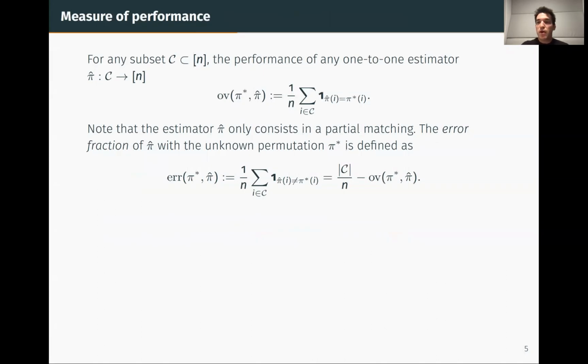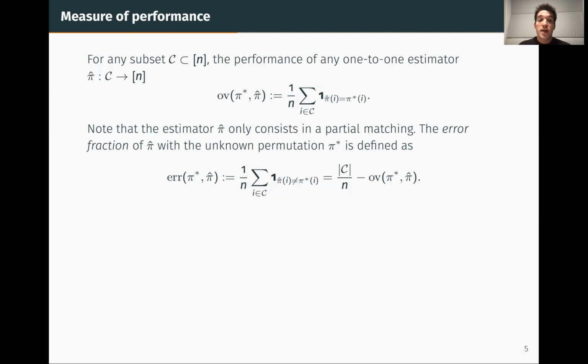So we need to define a measure of performance for our algorithm. And as I said, we cannot hope for exact recovery. So we are asking our estimator to perform well on some subset of the node set. So for any subset C here, we are looking at an estimator pi hat, which is one-to-one from C to [n]. And the overlap is defined as follows. We just look at the number of nodes that are correctly matched in C, and we divide by n to get a fraction.